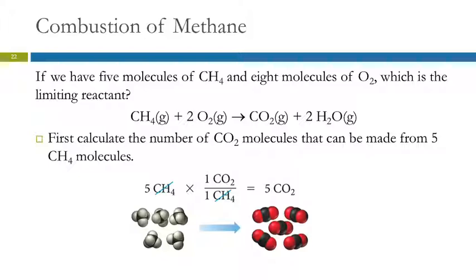We're going to do the same sort of calculation we did for the pizza. So if we have 5 molecules of the methane, well, how many CO2 molecules can we make for every methane molecule? Well, it's 1 to 1. So for every methane molecule, we get 1 CO2 molecule. So we could make 5 CO2 molecules.